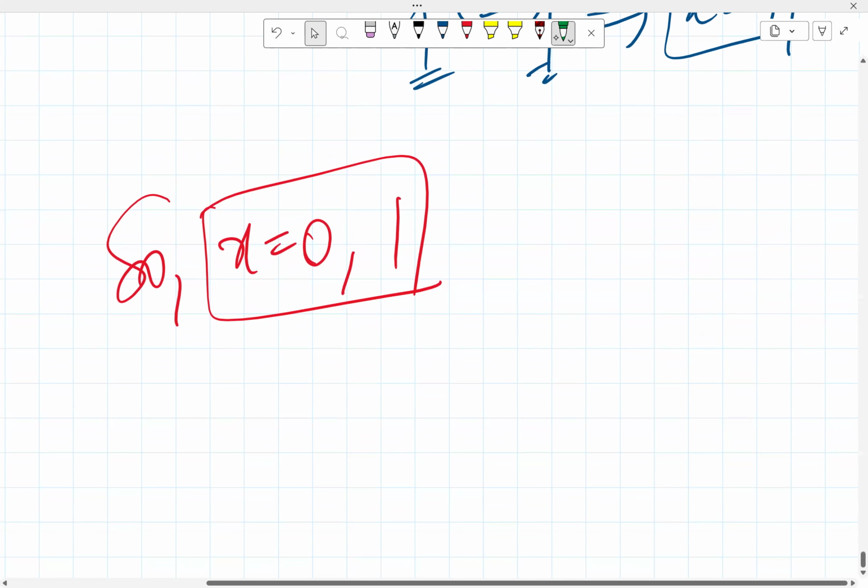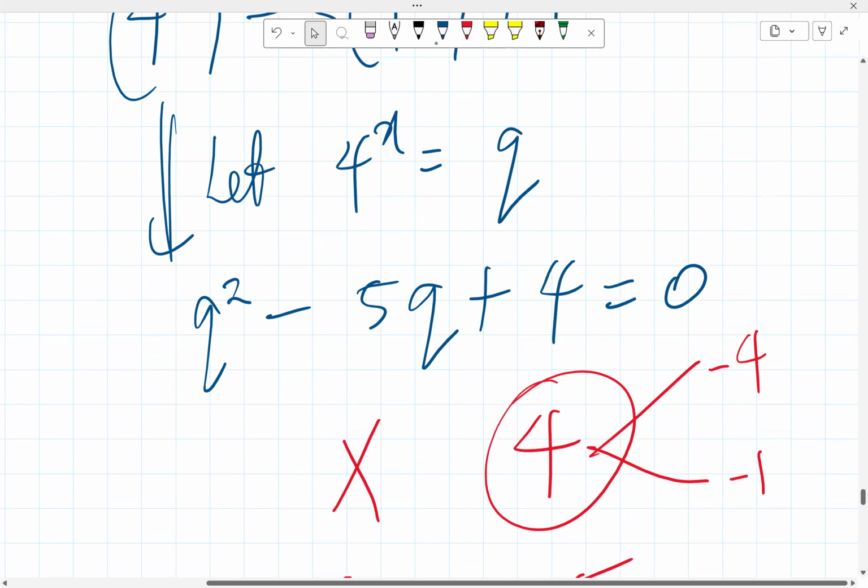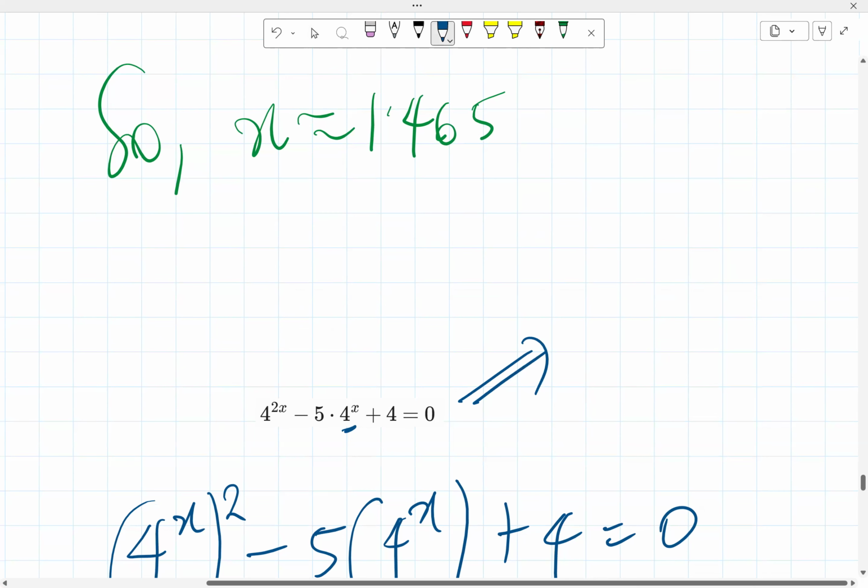Well, I also always taught you to check. So you may want to check. To check that, what's the original problem? Let's even check it, because we got x to be 0 or 1, right?